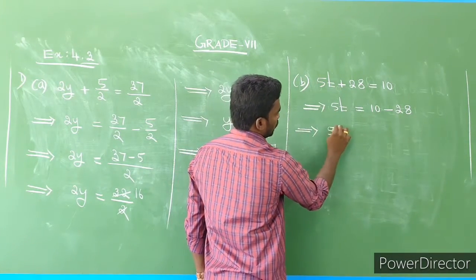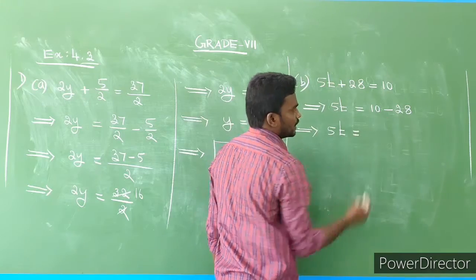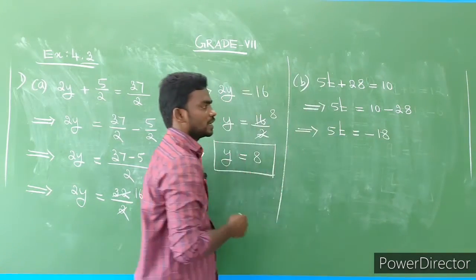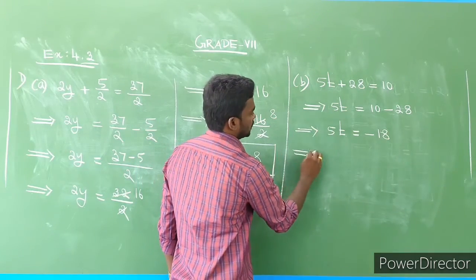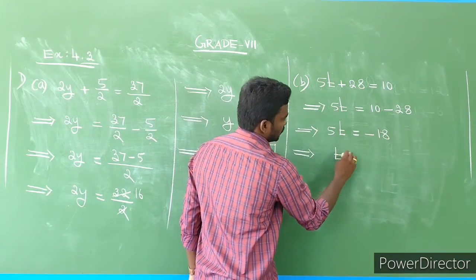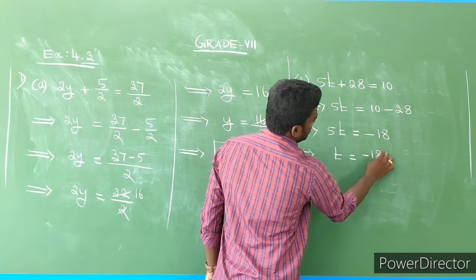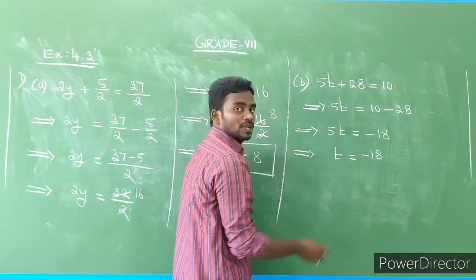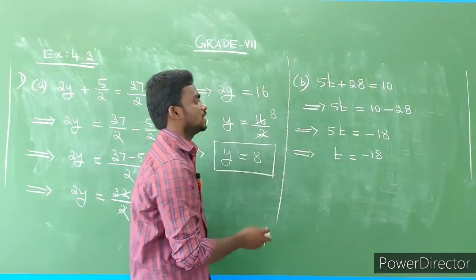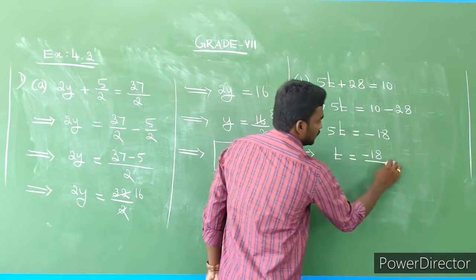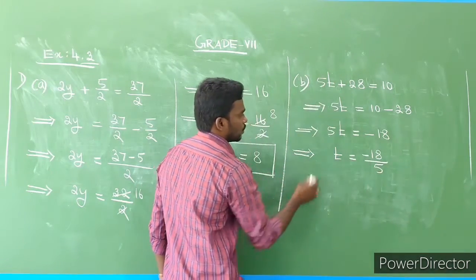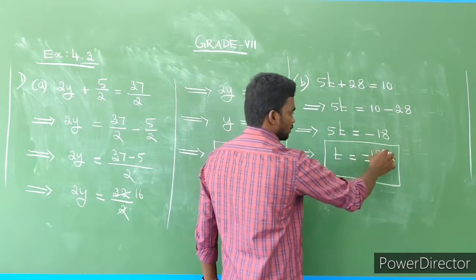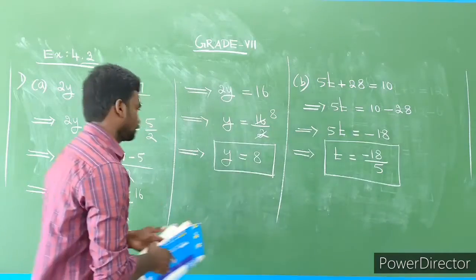Implies that 5t is equal to, what is the value of 10 minus 28? As minus 18. 10 minus 28 is minus 18. Implies that keep the value t in the left side and minus 18 in the right side. So this multiplication 5t means 5 multiplied by t. So this 5 is multiplication in the left side, which is transposing to division to the right side. So what is the value of t? The value of t is minus 18 divided by 5.